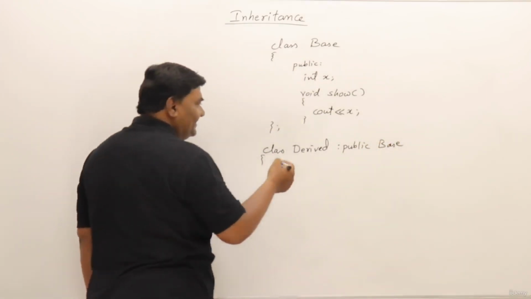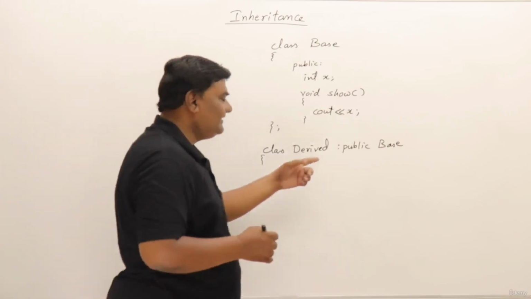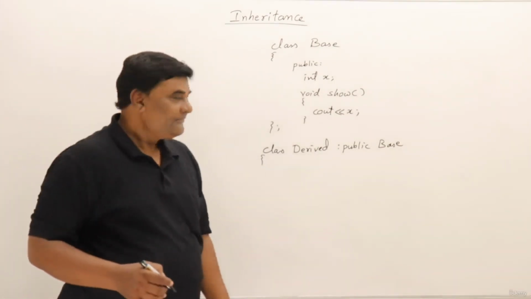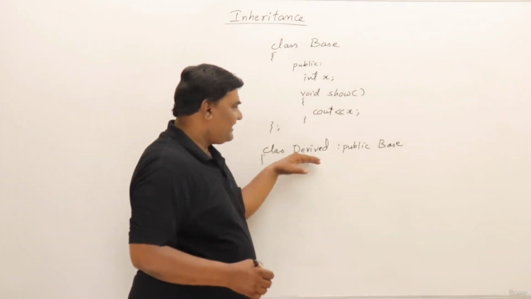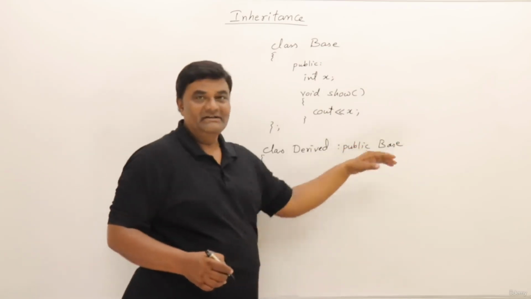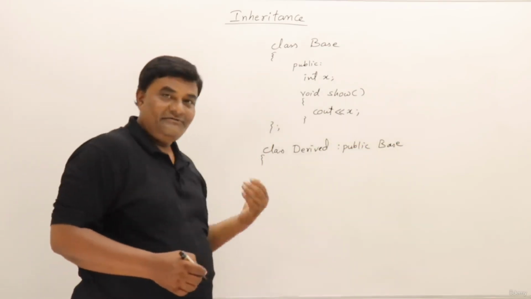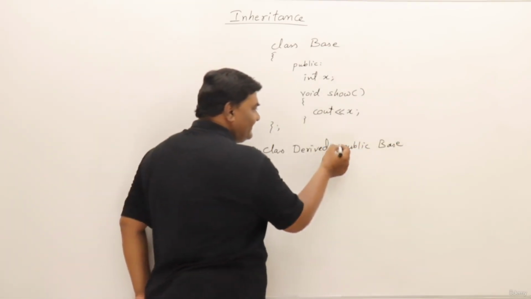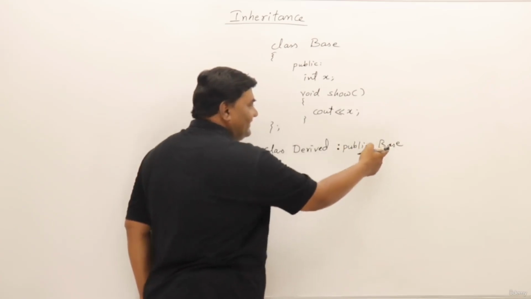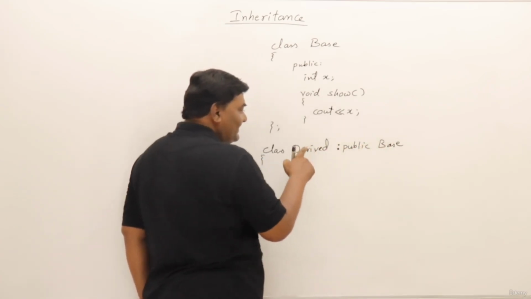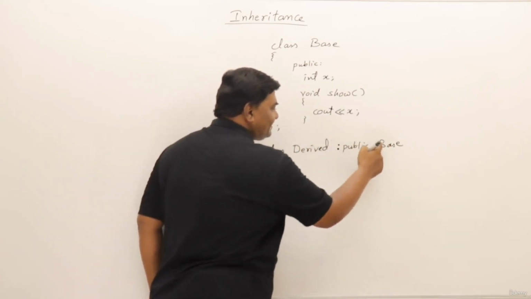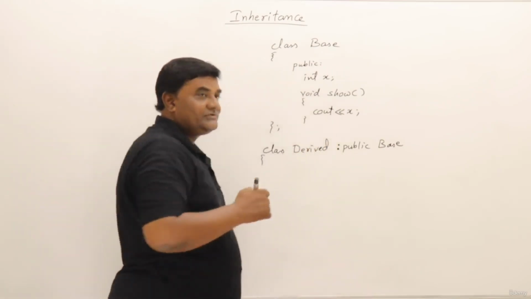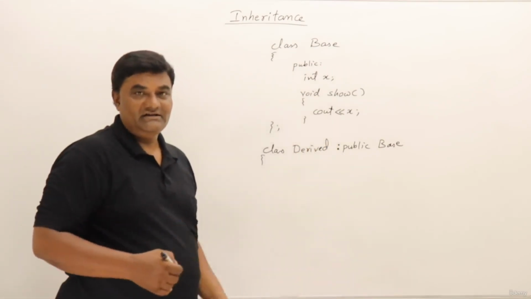Now what is the meaning of public? Why should I write public there? I will explain afterwards. Class derived public base. So this is inheriting from base class. This is the syntax in C++ for deriving a class. It says that this class is extending from this class. So this colon is used for showing extension of a class.